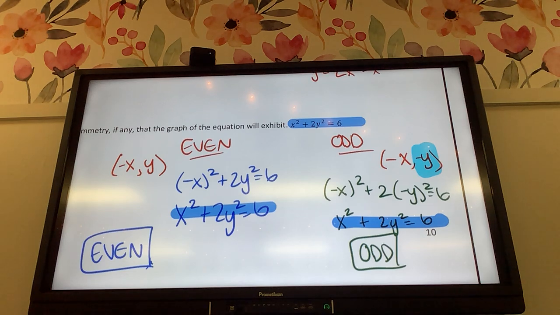I second guessed myself, and then I checked it out, and I realized that was fine. Negative, negative, so that turned into x squared plus y squared, so that one was even. And then you plug in negative, negative, and yeah, that's right. I realized you could just look at them.